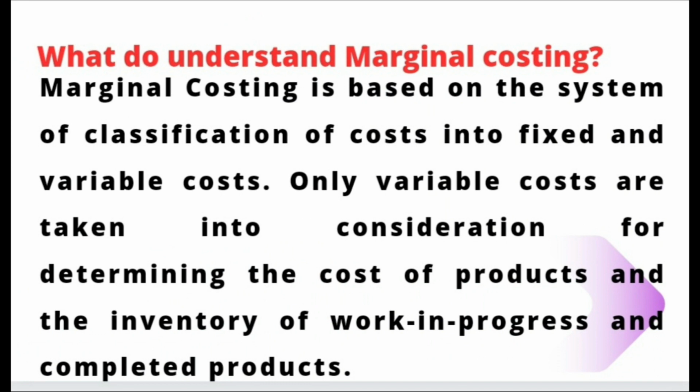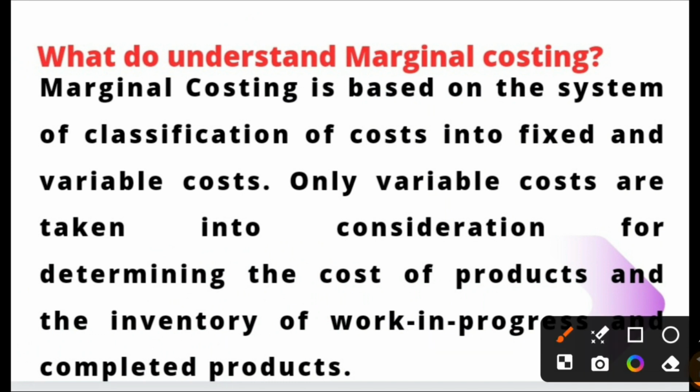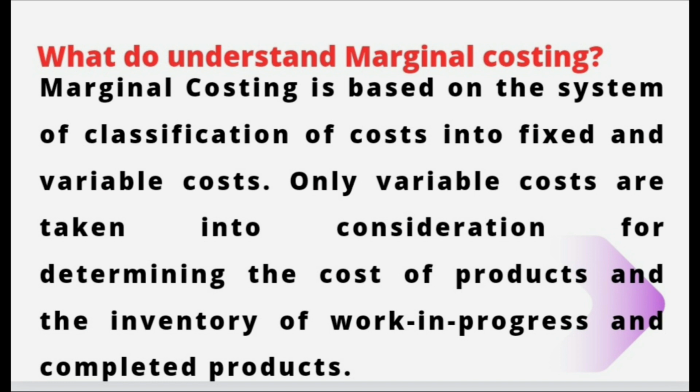Next, what do you understand by marginal costing? Marginal costing is based on the system of classification of costs into fixed and variable costs. And here, only variable costs are taken into consideration in marginal costing for determining the cost of products and the inventory of work in progress or completed products. So only variable costs will be considered in marginal costing.